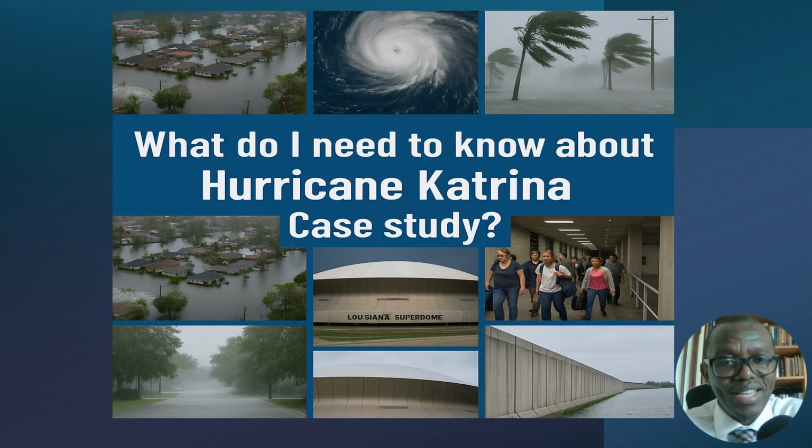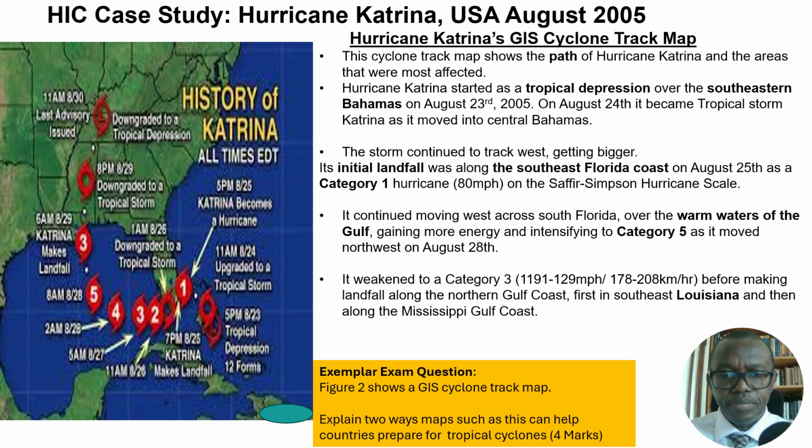Okay, let's get started. Okay, so this is Hurricane Katrina's GIS cyclone track map. This map shows us the path of Hurricane Katrina and the areas that were most affected.